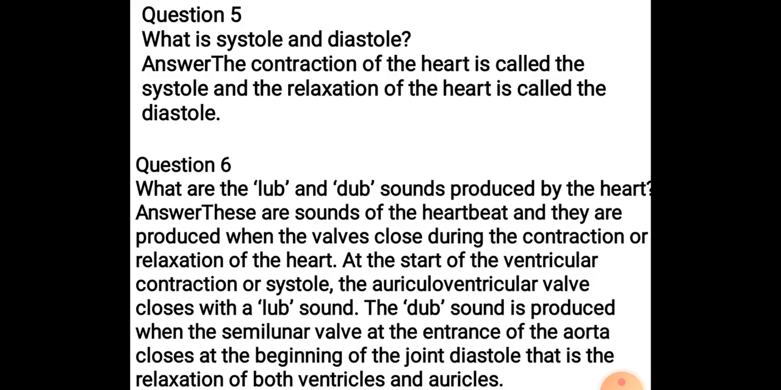The valves, bicuspid, tricuspid and semilunar valves, are present in these vessels, and when they are closed, the sound is produced, that is lub and dub. At the start of ventricular contraction or systole, the auriculoventricular valve closes with a lub sound, and the dub sound is produced when a semilunar valve at the entrance of the aorta closes at the beginning of the joint diastole, that is relaxation of both ventricles and auricles. Then this sound is produced, that is dub.